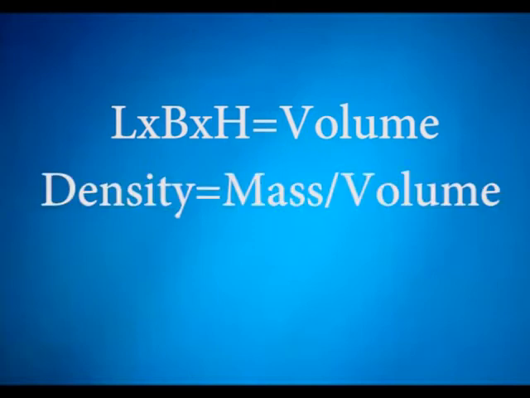So, as d equals m over v, the density will be equal to mass over volume. Divide the mass obtained in part 1 in grams by the volume obtained in part 2 in cm cube. The result will be the density in terms of its SI unit, grams per cm cube. Now, let's move on to part 2.